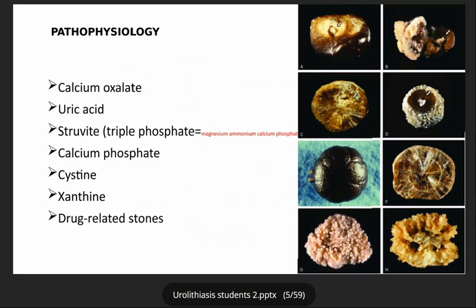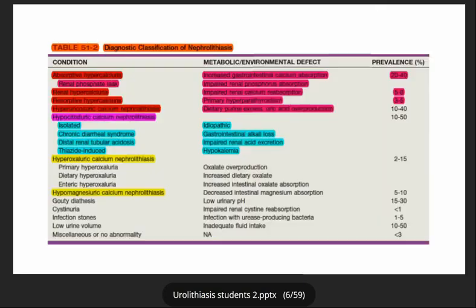Stones: calcium oxalate is the most common, followed by uric acid stone, then struvite or infection stone, calcium phosphate, cysteine, xanthine, and drug-related stones. So we'll speak about each one of them in detail. But first, we will have a look at the classification based on pathophysiology for the stones.